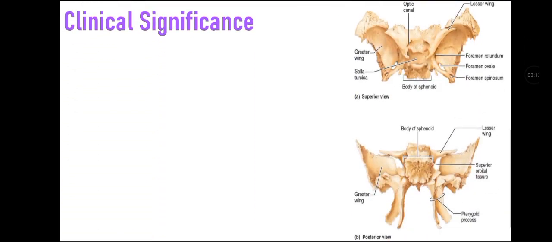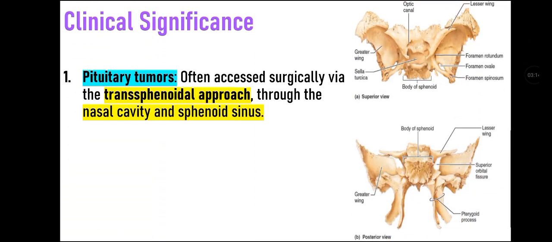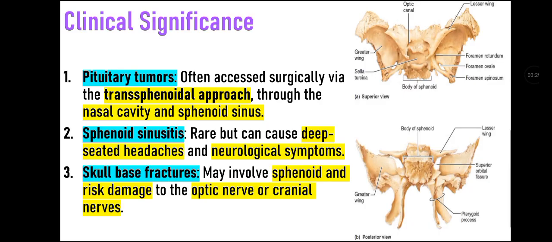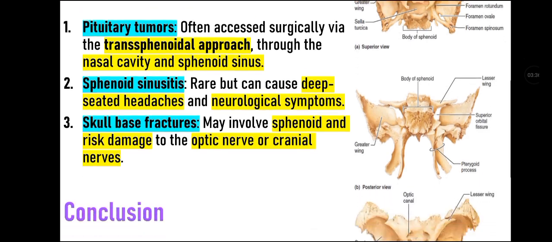Now let's talk about clinical significance of sphenoid bone. The first significance is pituitary tumor that is often accessed surgically through the transsphenoidal approach through the nasal cavity and sphenoidal sinuses. Second clinical significance is sphenoid sinusitis, that is rare but can cause deep-seated headaches and neurological symptoms. Third significance is skull base fracture that may involve sphenoid and damage to optic nerve or cranial nerves.